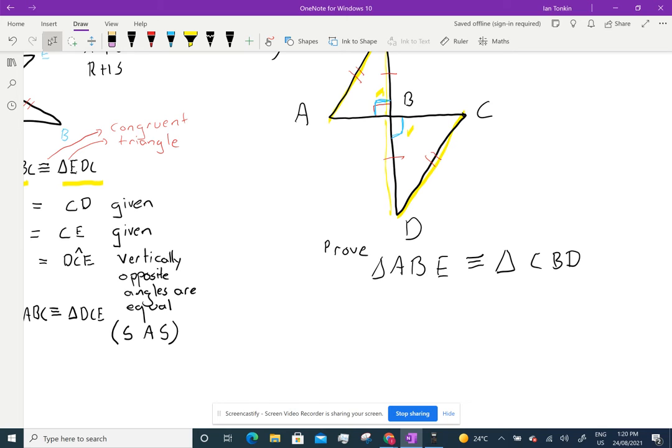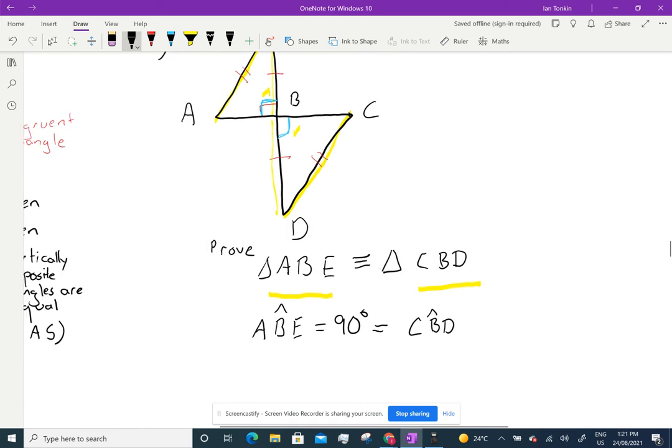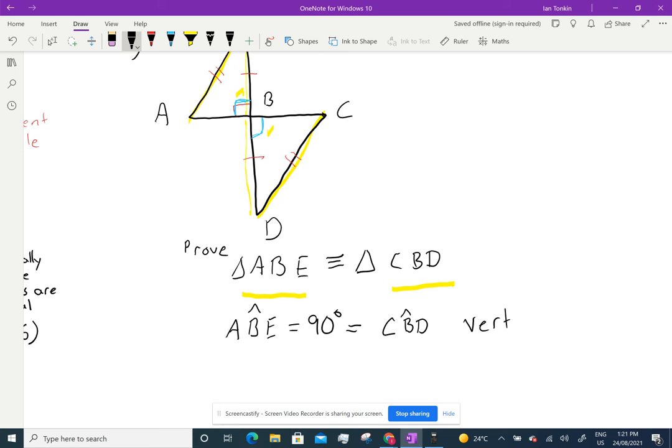So the first thing, again, I'm going to write everything about triangle ABE on this side and CBD on this side. And I'm going to try and keep it in order. I need my R, my right angle. So ABE equals 90 degrees, which also equals CBD. Well, and why is that? Vertically opposite angles are equal.